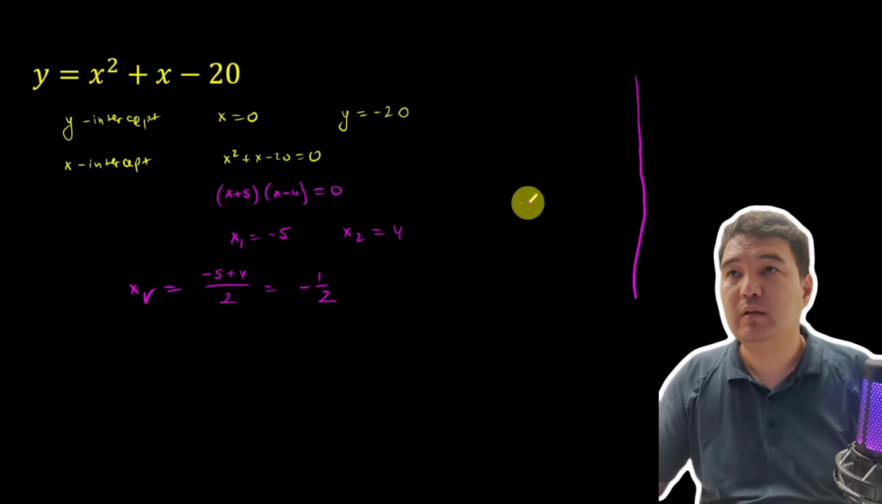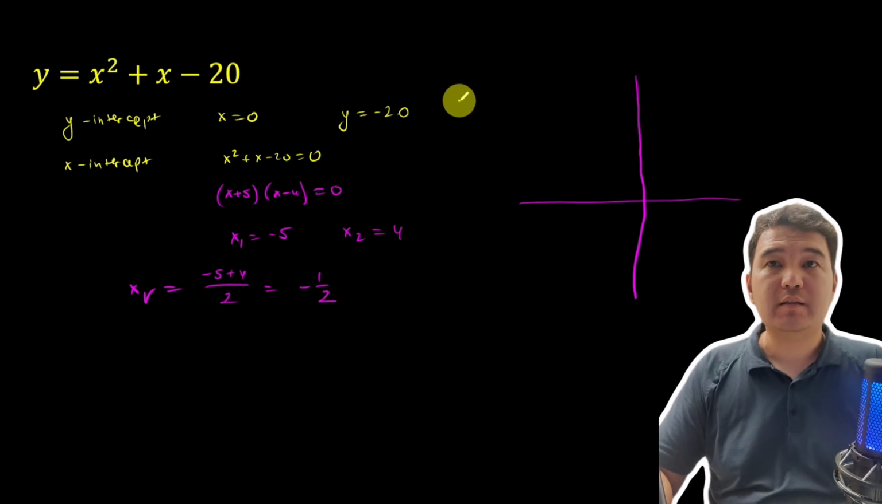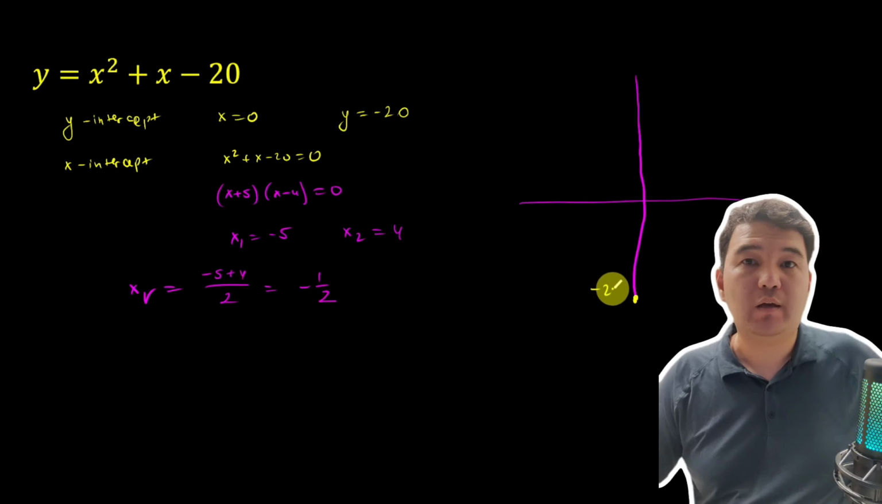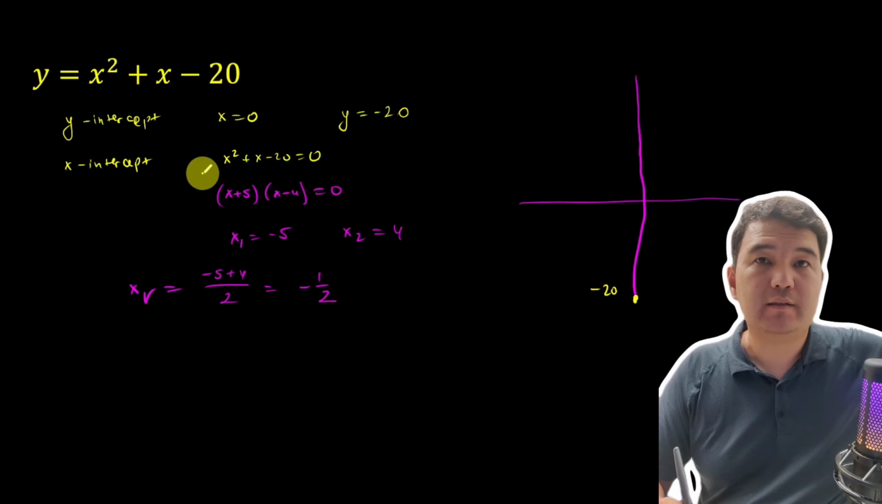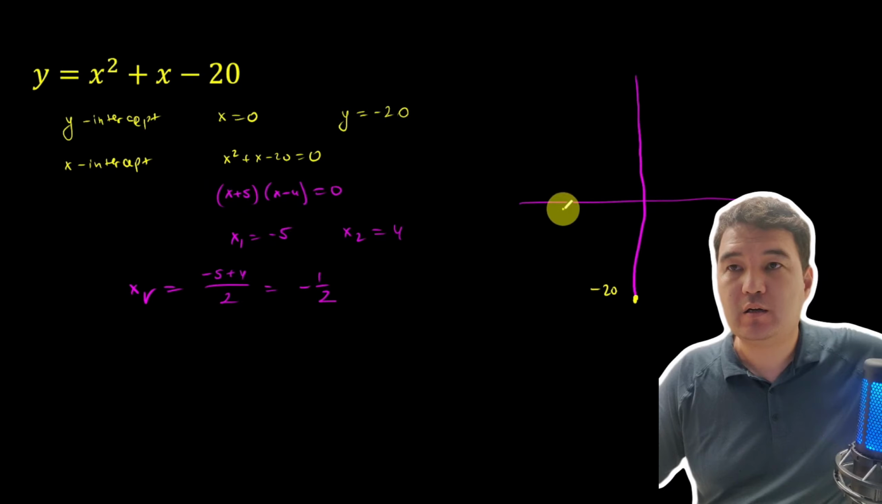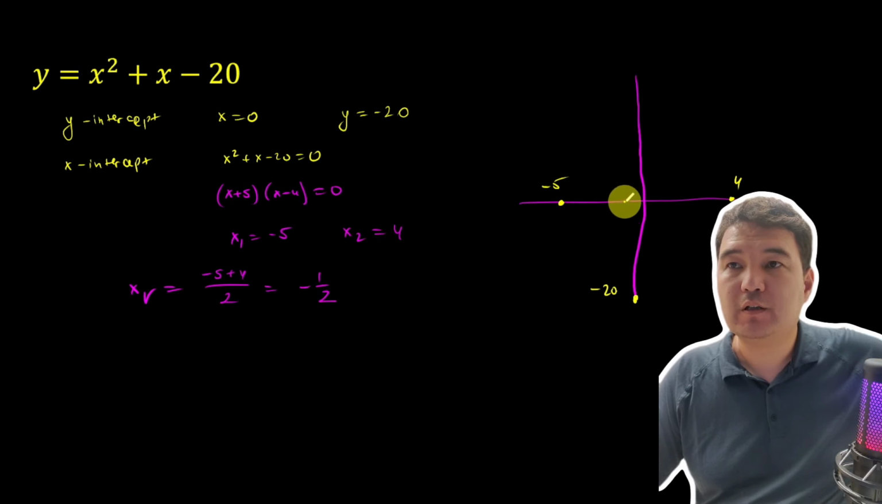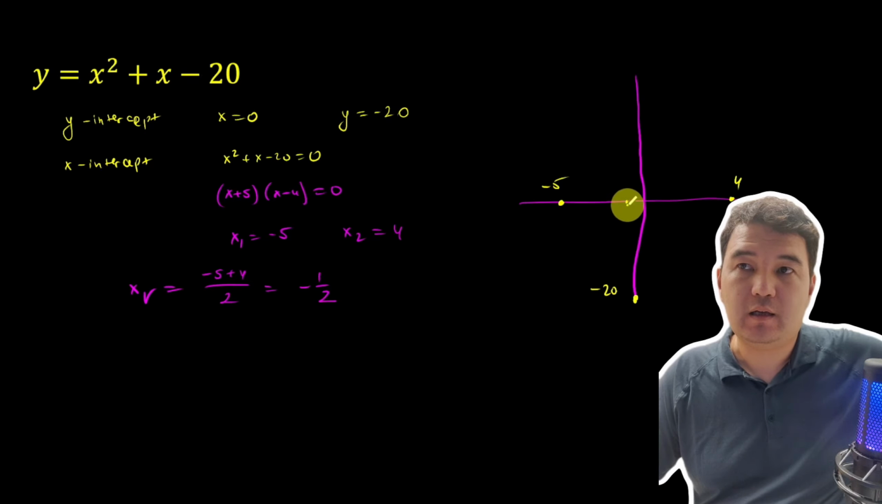The graph is going to be something like this. The x-intercept is at negative 20. So it's at negative 20. We have two more... so this is the y-intercept. We have two more x-intercepts, which are negative 5 and 4. And the vertex is at negative 1 over 2.